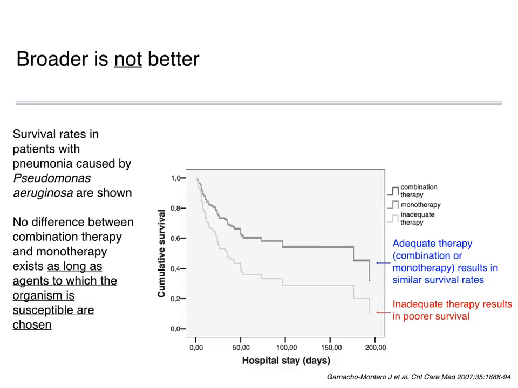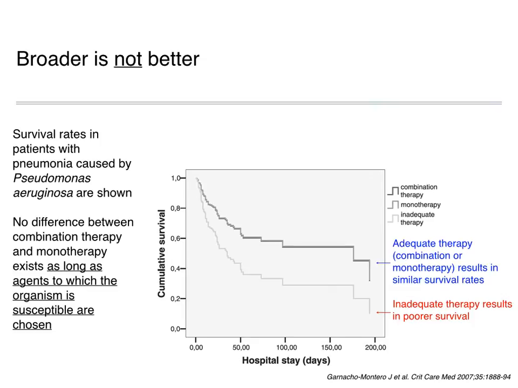This is an example of broader not being better. When it comes to Pseudomonas aeruginosa and the other SPACE bugs, for many years the dogma was that you had to give two drugs to treat Pseudomonas. That was what we always did.